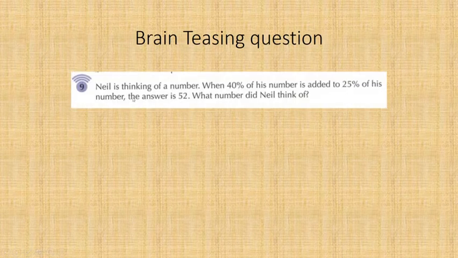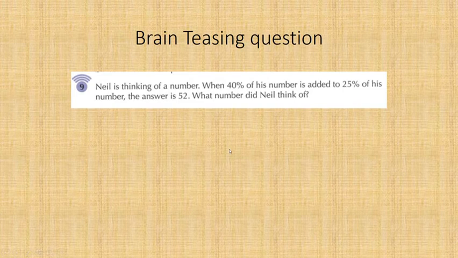So the question here is saying: Neil is thinking of a number. When 40% of his number is added to 25% of his number, the answer is 52. What number did Neil think of? So I need you to just pause this video for 5 minutes to solve this question and then come back to me.